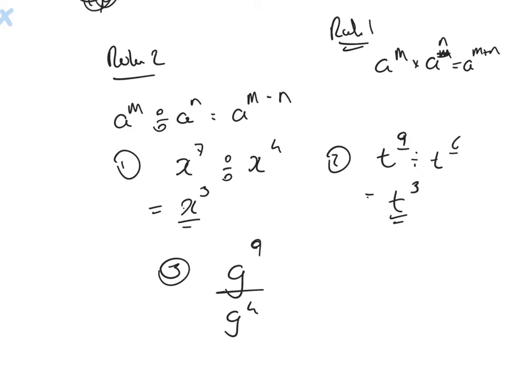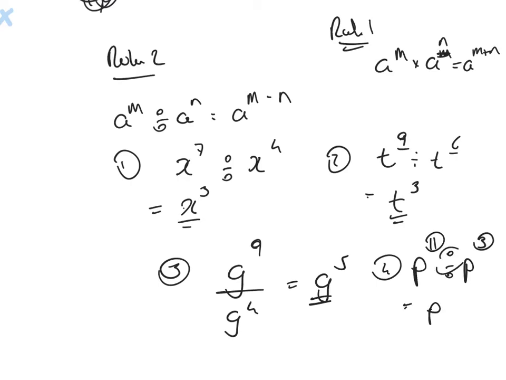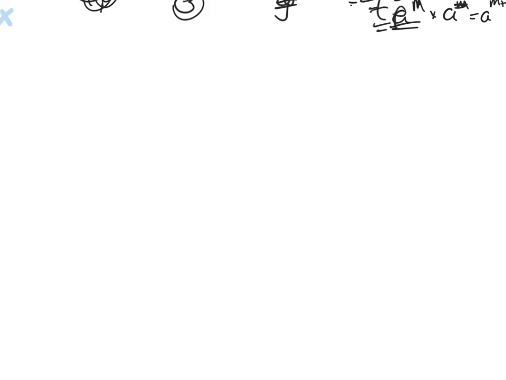That's another way of writing division, isn't it? A fraction. G to the 9 divided by g to the 4. 9 take away 4 is 5. G to the 5. Example 4. P to the 11 divided by p to the 3. 11 take away 3 is 8. Why am I subtracting? It's because it's a division. P to the 8.